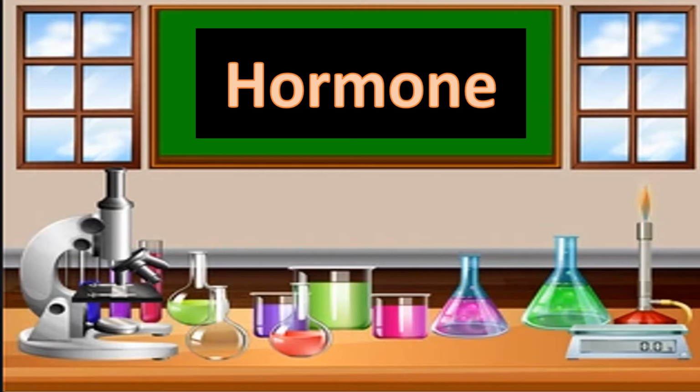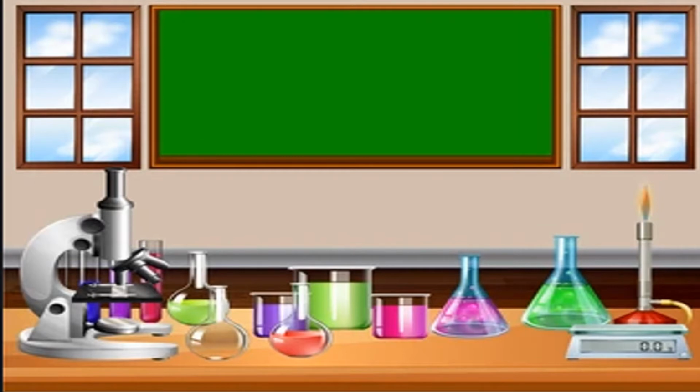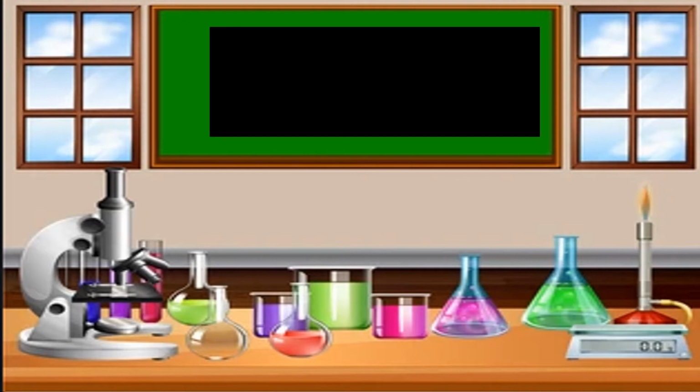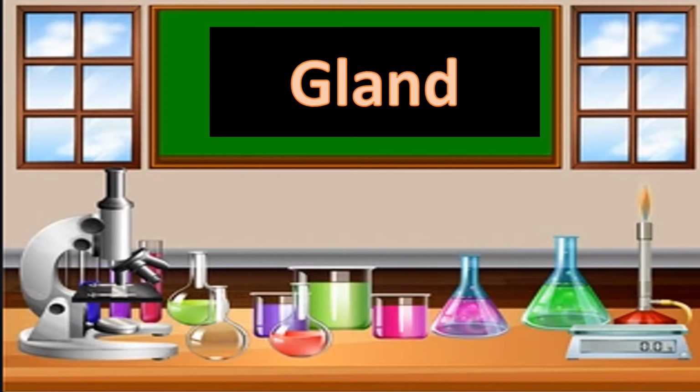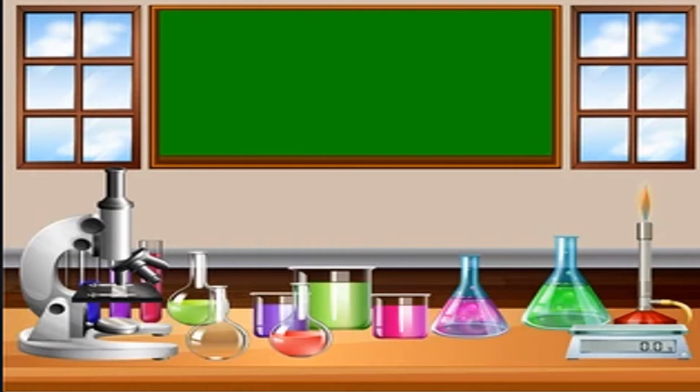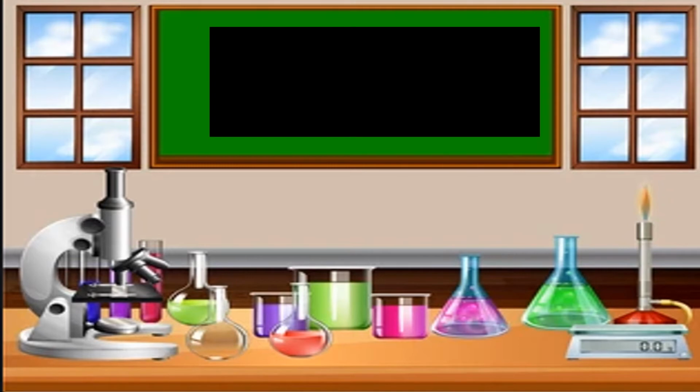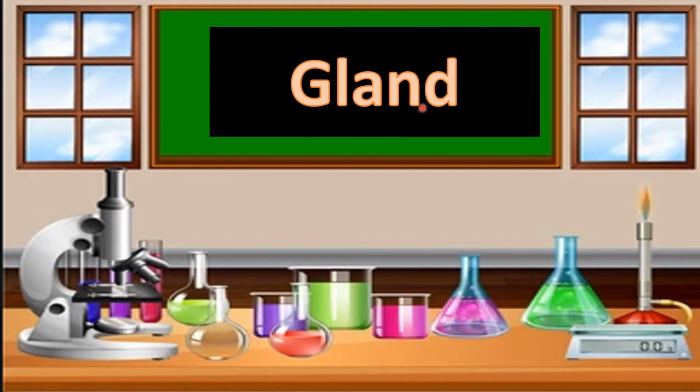Hormone. Can everybody say hormone? Let's spell hormone. Letter H, O, R, M, O, N, E. Hormone. Next, gland. Can everybody say gland? Let's spell gland. Letter G, letter L, A, N, D. Gland.